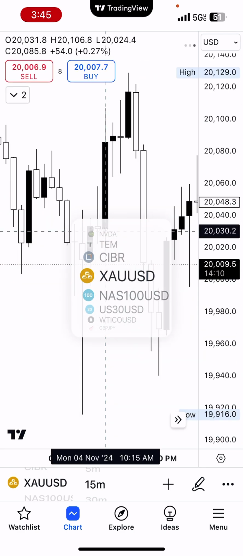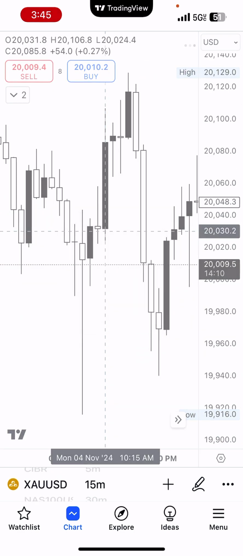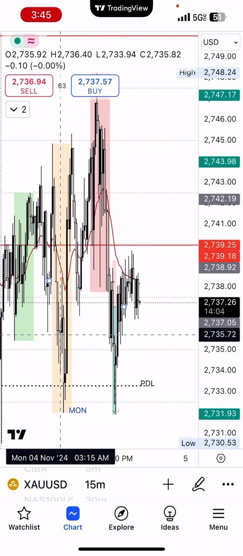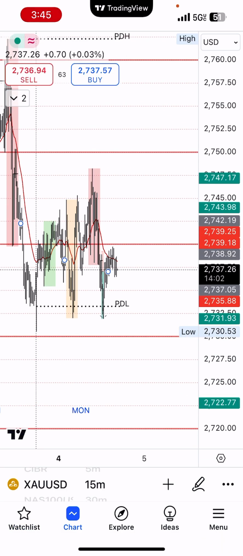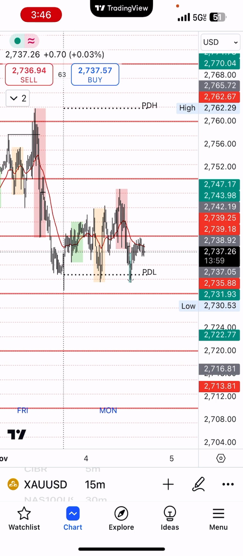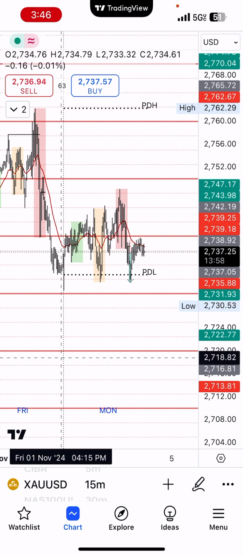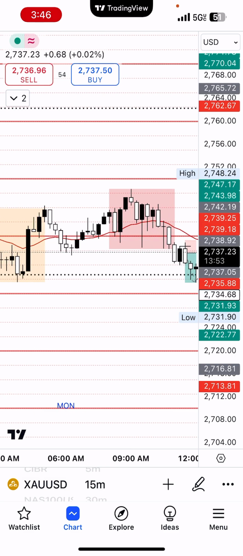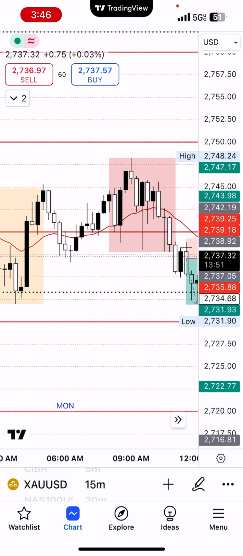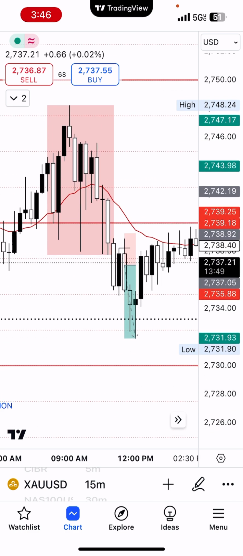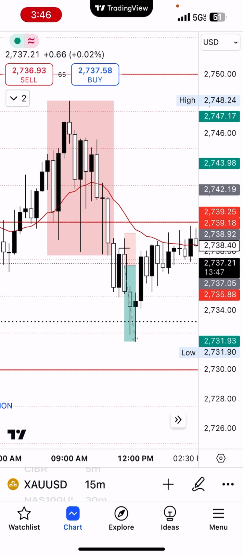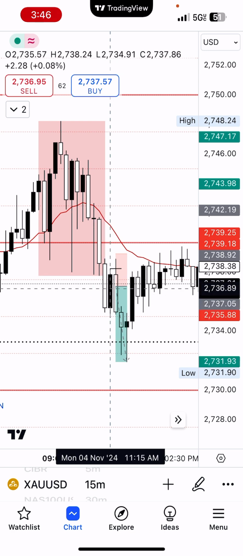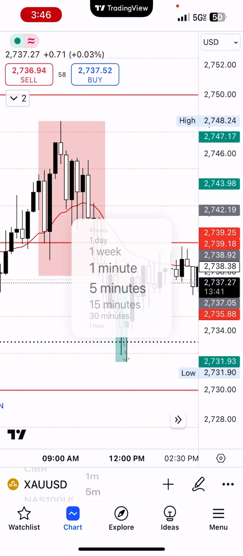Another one I noticed was gold. I don't feel like I would have taken this live because it was a little choppy as well. It's not the cleanest, but like I mentioned on NAS, you got the 15-minute pullback that printed right here, dropping down to the 1 minute.